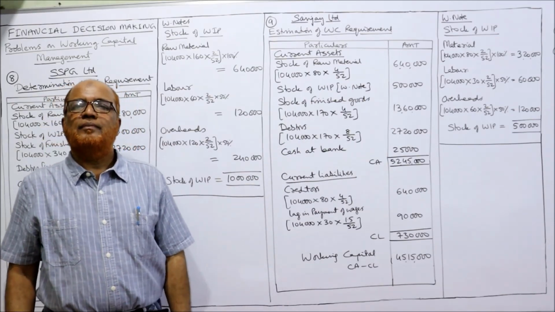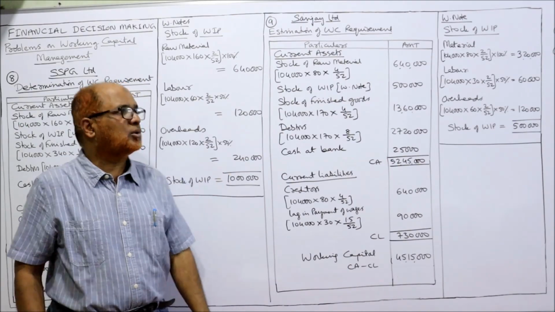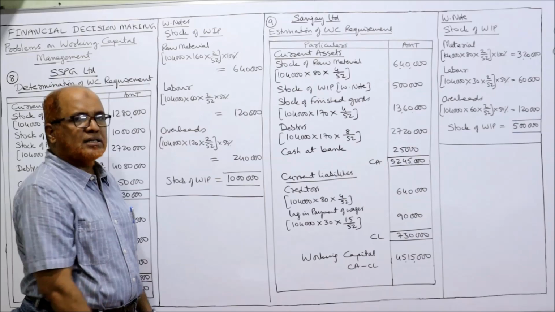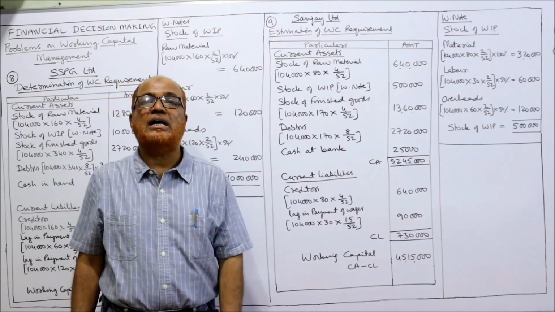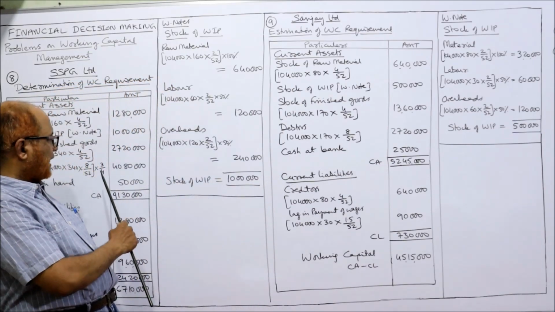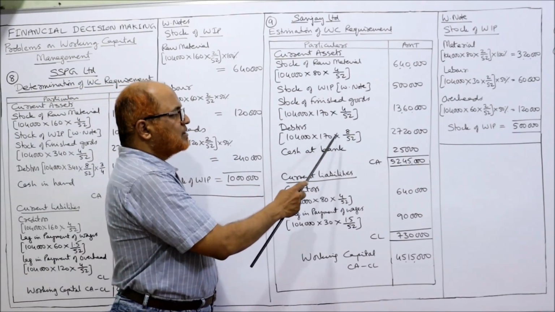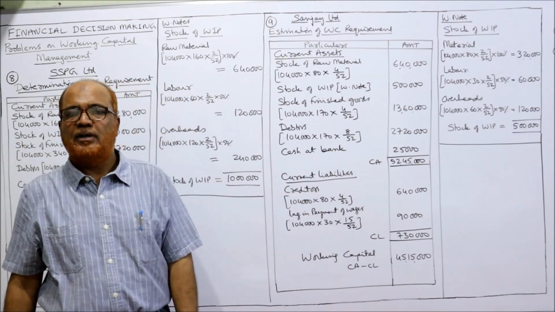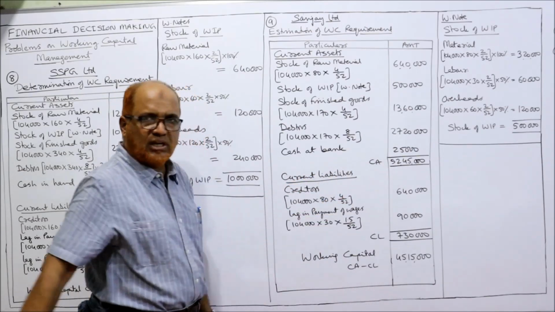Given in the problem, the finished stock period is 4 weeks. So 4 by 52. Debtors. There are no cash sales. All the sales are on credit. That's why we should not multiply 3 by 4. Here we have multiplied by 3 by 4, here we should not. 1,04,170 into 8 by 52. It is given in the problem. So 27,20,000. Cash at bank 25,000 given.